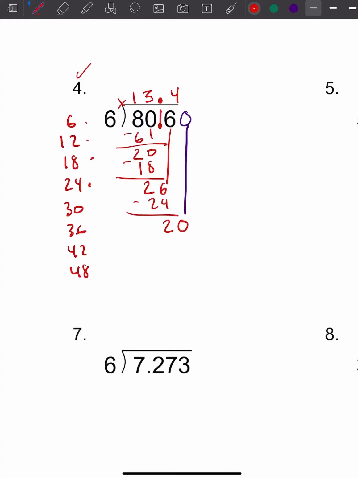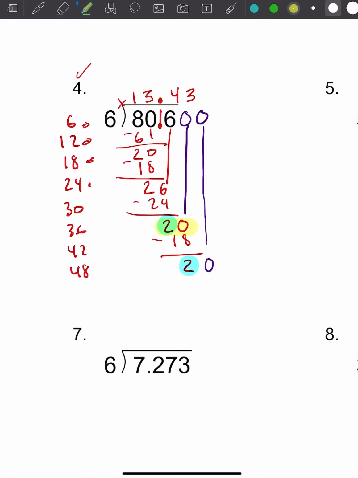How many times can 6 go into 20? 1, 2, 3. So 6 times 3 is going to be 18. I'm going to subtract. I am left with 2. Oh, isn't that just kind of like this 2 right here? And if I add another 0, which I can, because I can add 2, and I bring it down, I'm going to get 20 again. Kind of like this 20. So I'm going to get another 20.